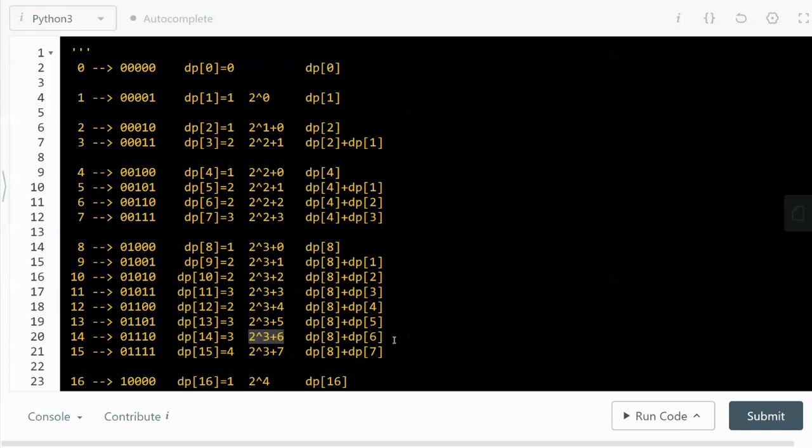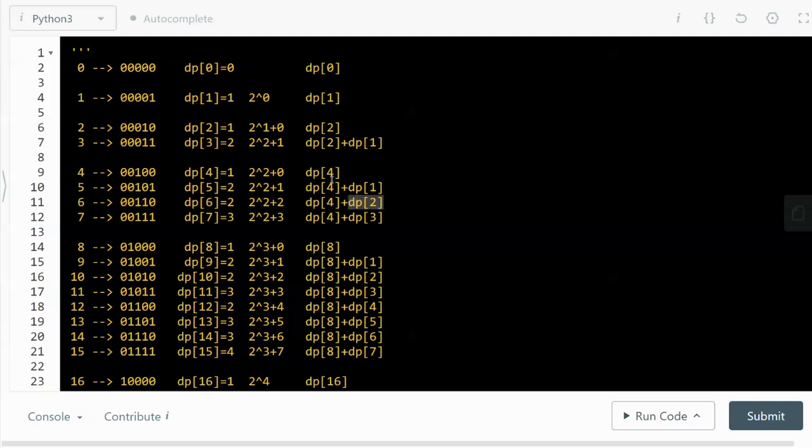For example, let's continue this example: 2 to the power of 3 plus 6. The number of ones is 3, and that number can be represented by 8 plus 6. So the number of ones in 8, which equals 1, plus the number of ones in 6. We have done that earlier, right? We can look back to the dynamic programming array that we had before. So dp of 6 equals 2. And dp of 6 is equal to dp of 4 plus dp of 2.